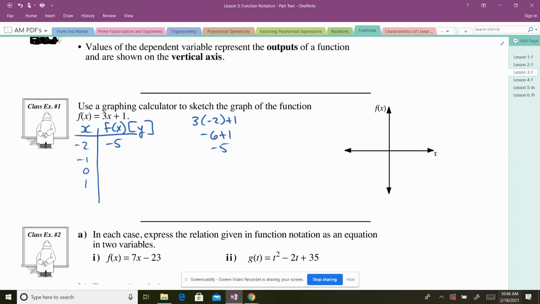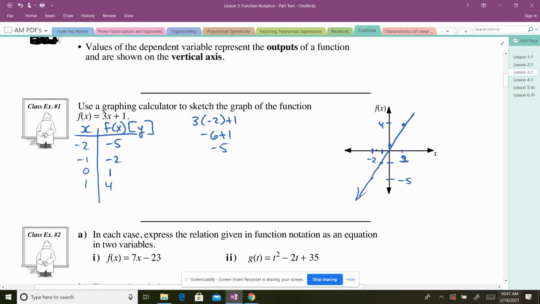-1. What do I get? -2. Thank you. If I put 0 in, and if I put 1 in, I get 4. So we could plot these. We're just going to guesstimate where these are. -2, -5. Right there. -1, -2. 0 and 1. 1 and 4.